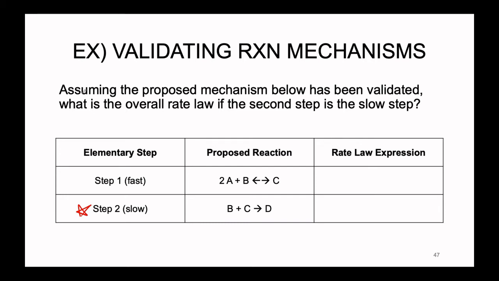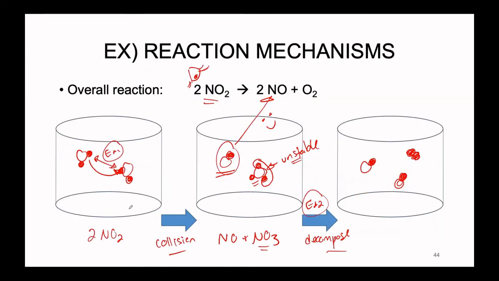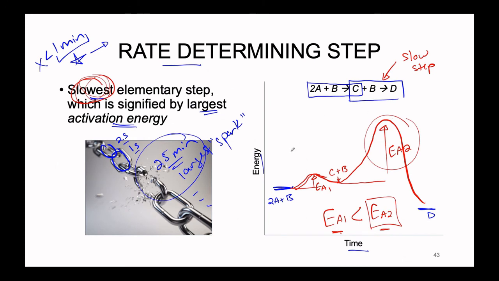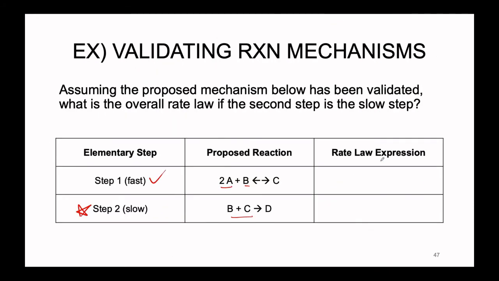So let's look at, assuming the proposed mechanism below has been validated, so the overall reaction mechanism, let's say we're going back to that first hypothetical we looked at: we have two A's and a B coming together to make a C, and then a B and a C coming together to make a D. Let's say the first step was the fast step. Step 2 is the slow step. So if we go all the way back to that ideologically, we're going to be looking at this kind of scenario. The first step is very small. The second step is going to be very large in terms of an energetic requirement. Okay, so I'm going to move back forward here.